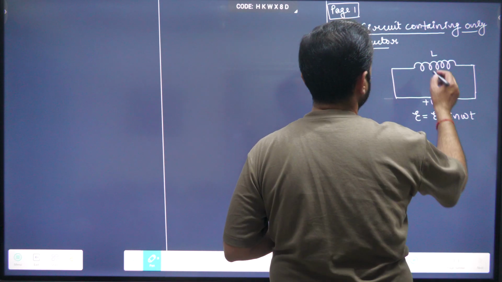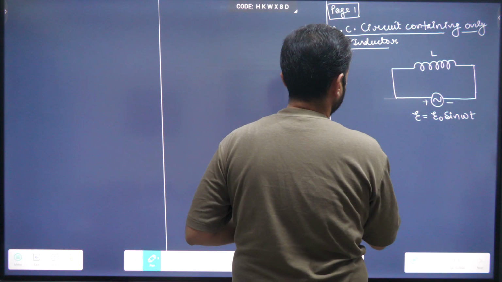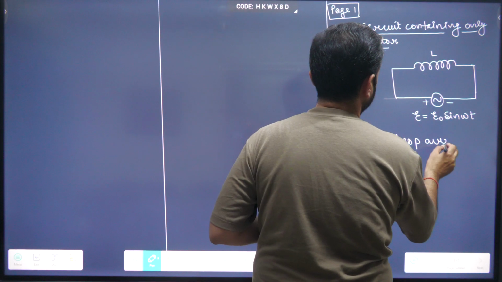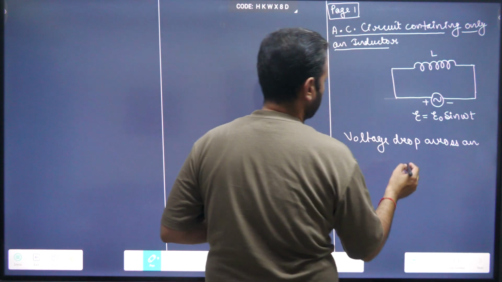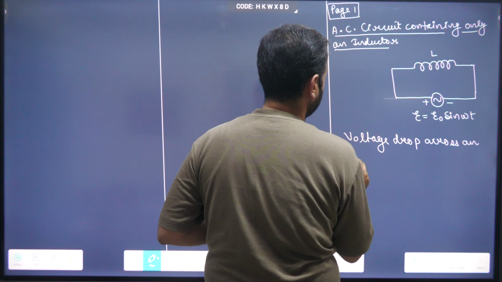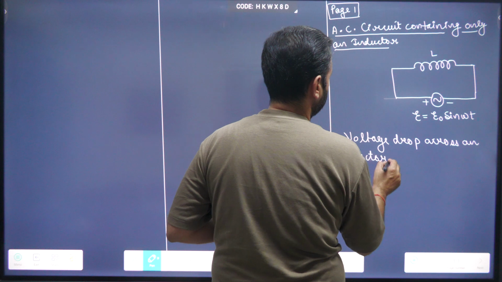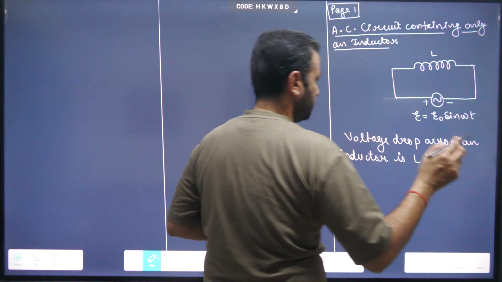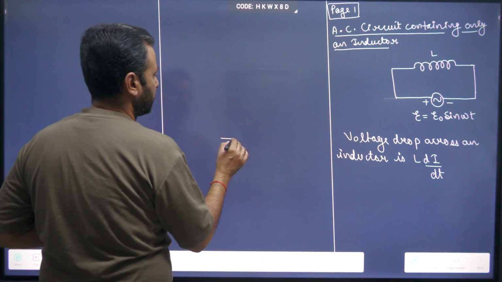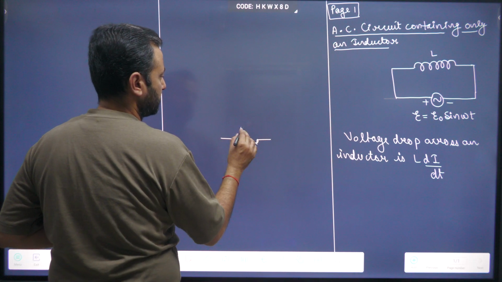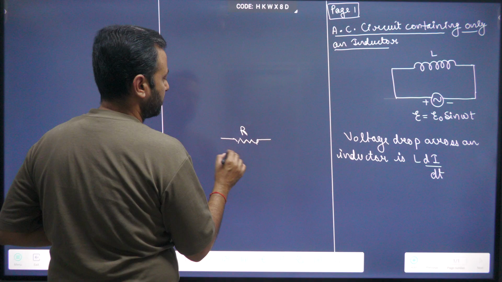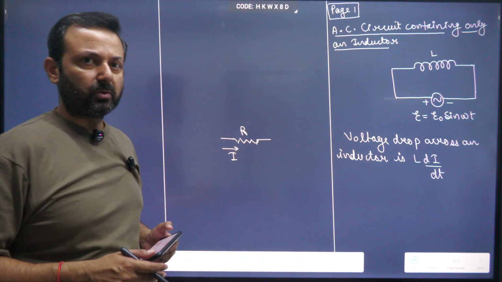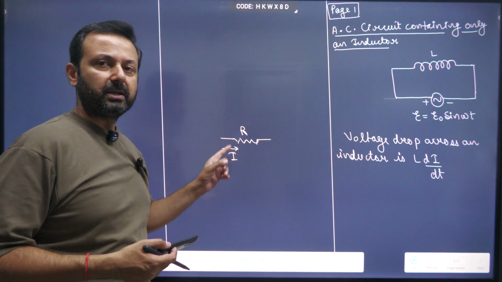The voltage drop across an inductor is L di by dt. Okay, see, like we have a resistance R, and if we say that current I is flowing through this resistance, then what will be the voltage drop across this resistance? As per Ohm's law, voltage drop across this resistance will be I into R.